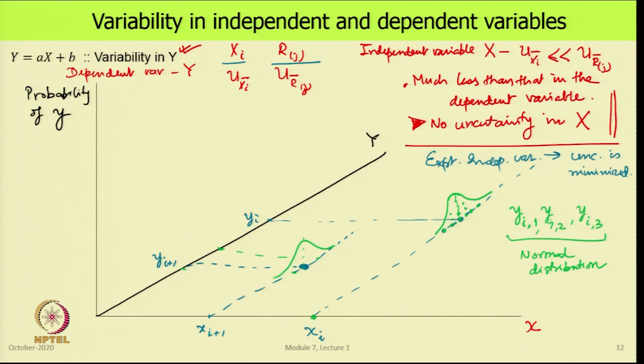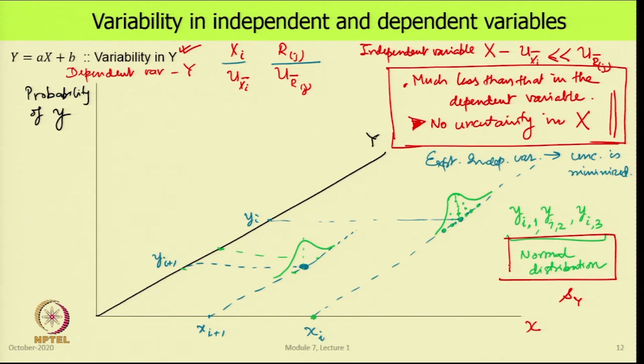So, we have made some more assumptions now: that variability in the independent variable is very small compared to the dependent variable, and we will be considering it as 0, and that the variance in y, this is what we got, which we will denote as sy. We also assume that the distribution of y values follow a normal distribution. So, two more assumptions have come into the analysis.